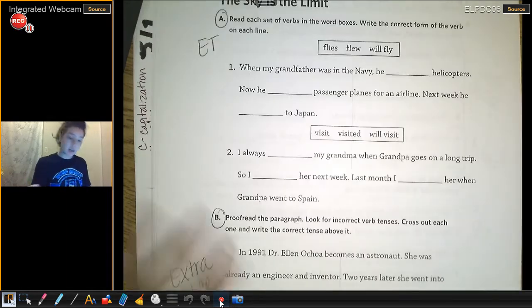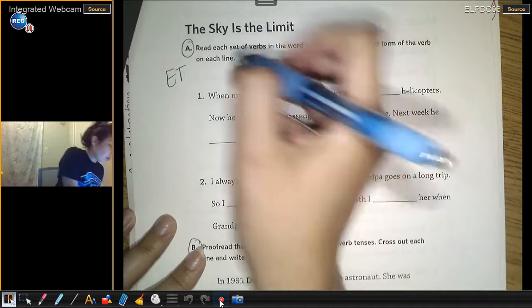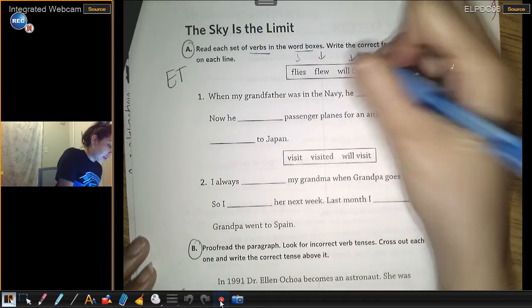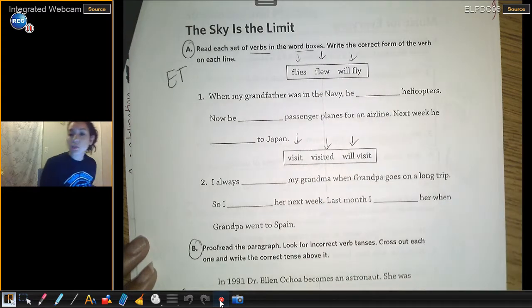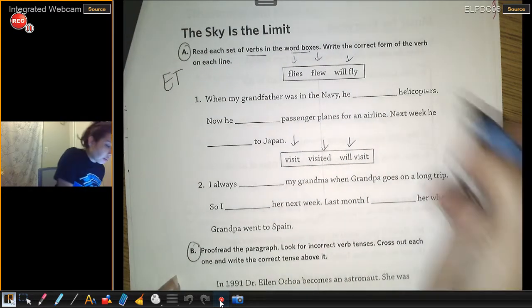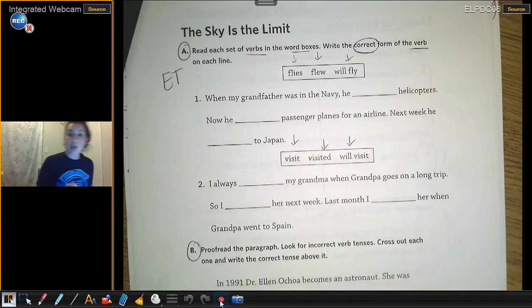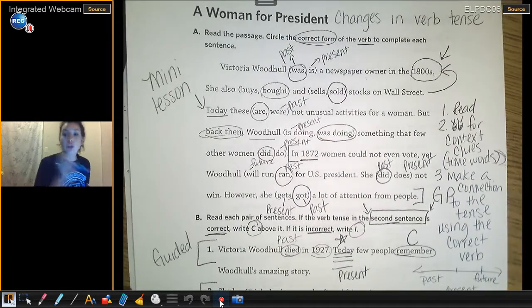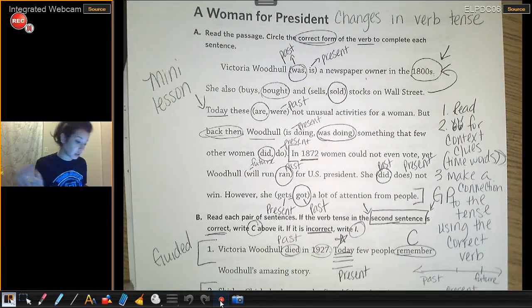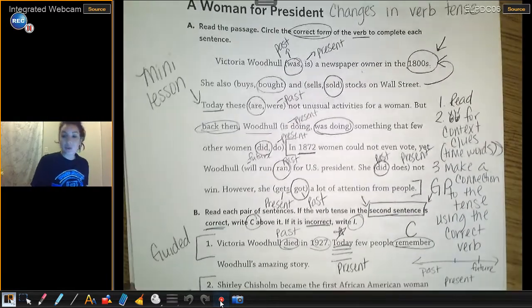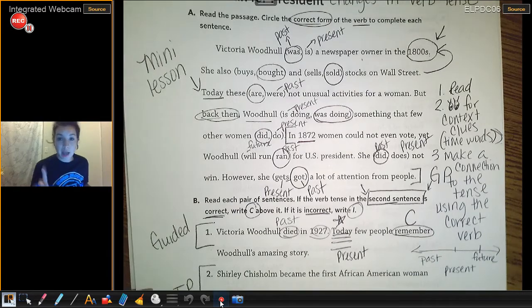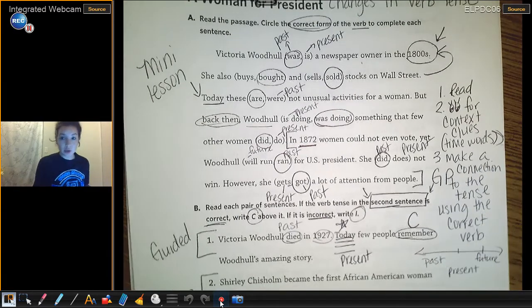Now, looking at your exit ticket, you're going to read each set of verbs in the word boxes, okay? These are your verbs. These are your options, and I will have these options for you on your multiple choice, and you're going to write the correct form of the verb on each line. So you're doing the same exact skills that we learned in the beginning. Okay, you're reading, you're looking for context clues, which are time words. You're making a connection to the tense by using the correct verb form, either past, present, or future. That's going to depend on what your context clues are.